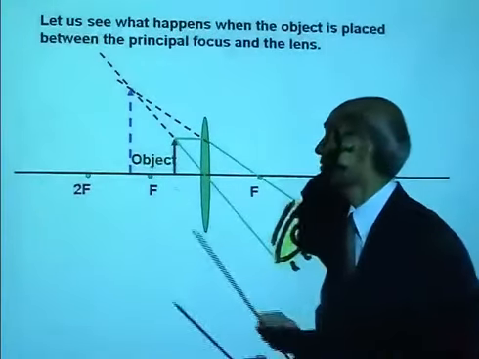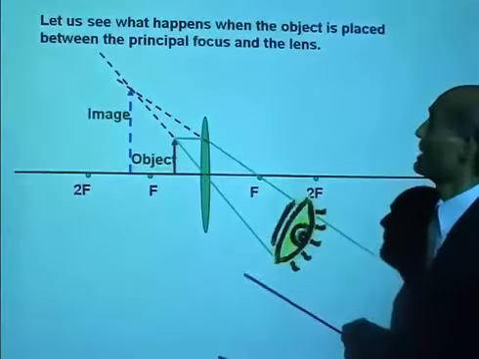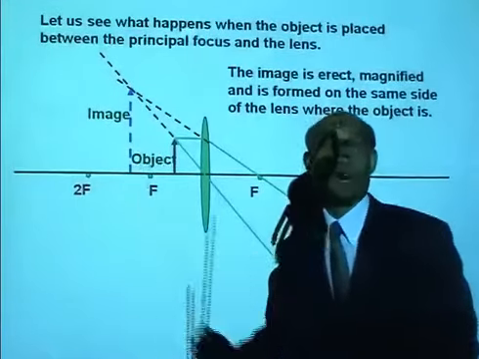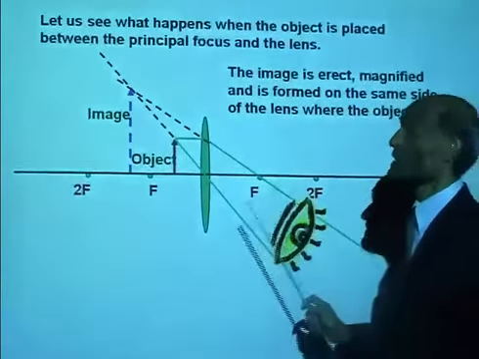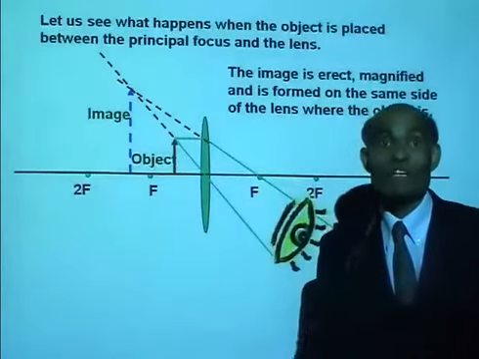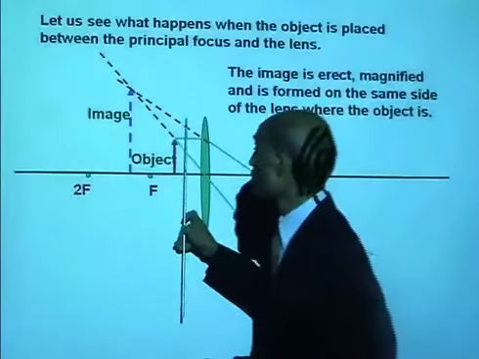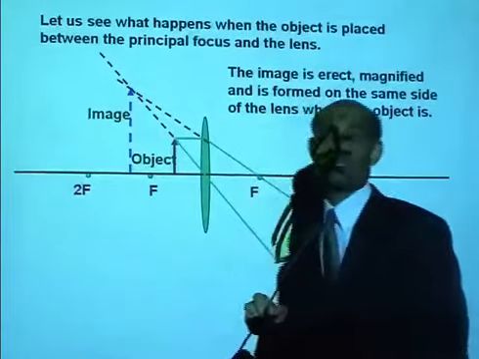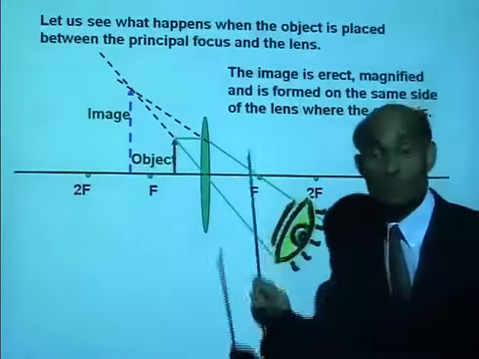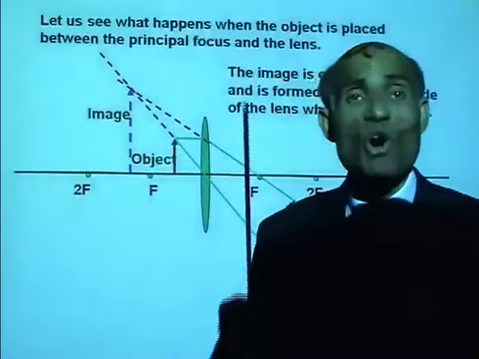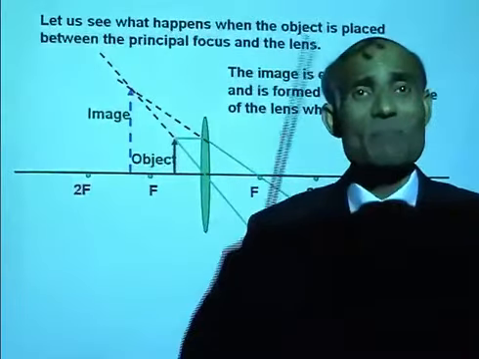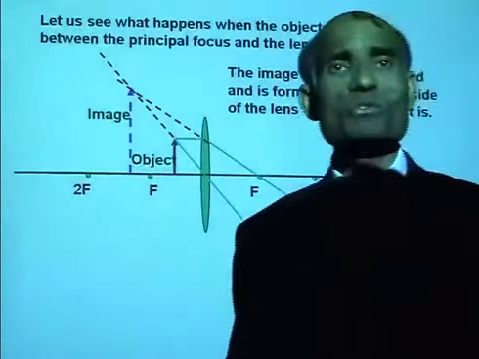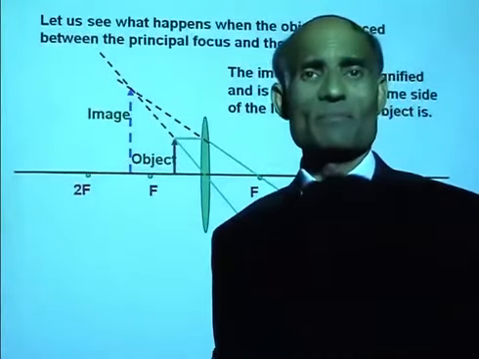So we have a magnified image. The image is erect this time. It is not inverted. It is not real. It is virtual. It is formed on the same side as the lens. That means this is the principle of what is called a magnifier. A magnifier. Now, let me see if I can show you some of these things quickly.